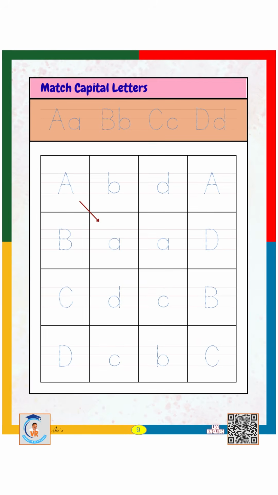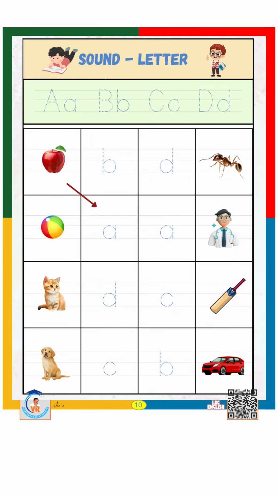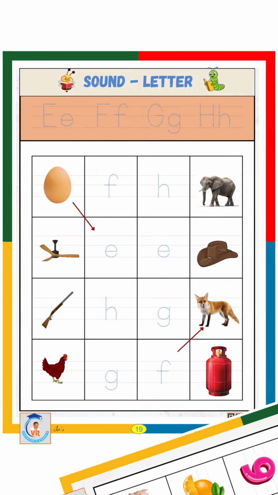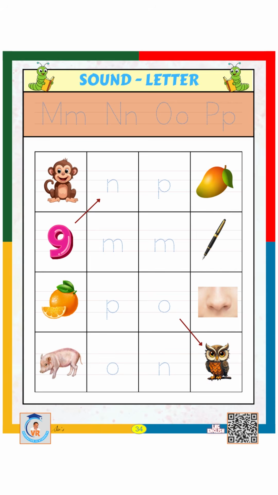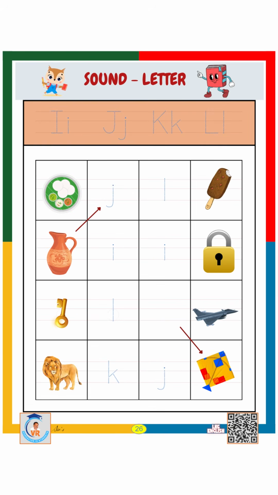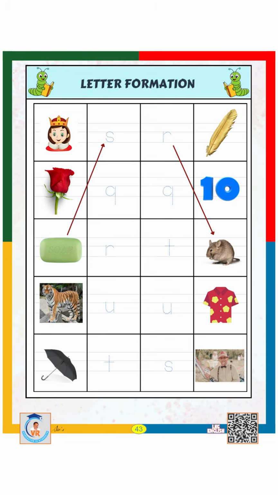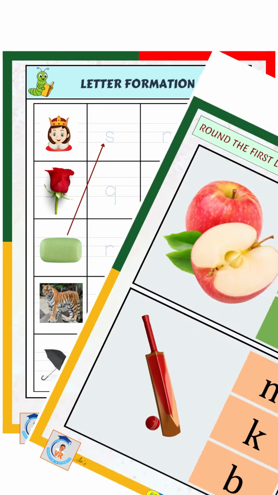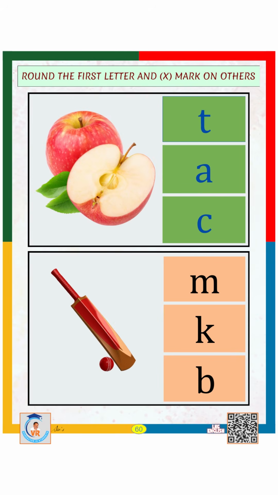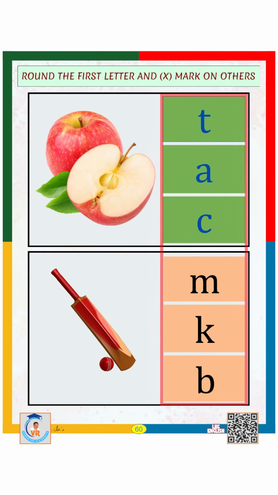Matching capital letters with small letters. Matching the letters with their beginning sounds. Like this, all 26 letters are covered. Then again, tracing of 5 or 6 letters in one page.